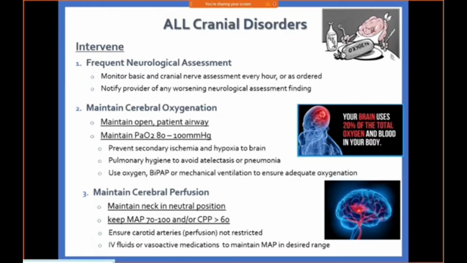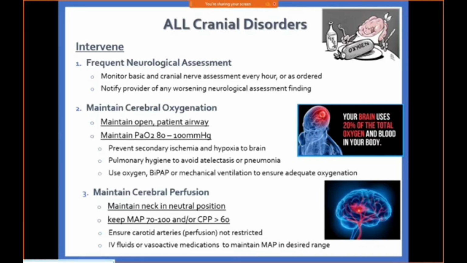So a lot of neuro patients are on oxygen, just like most cardiac patients are on oxygen. Why not? Let's give oxygen for healing. There's a very low threshold for starting oxygen on a neuro patient. Go ahead and start oxygen. We want it going. We want to prevent any ischemia to the brain. Keeping pulmonary hygiene going, avoiding atelectasis and pneumonia. We don't want respiratory infections. They all compromise our oxygenation, and we need all the oxygen going up to the brain that we can.